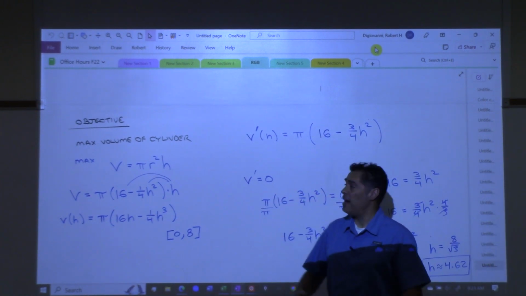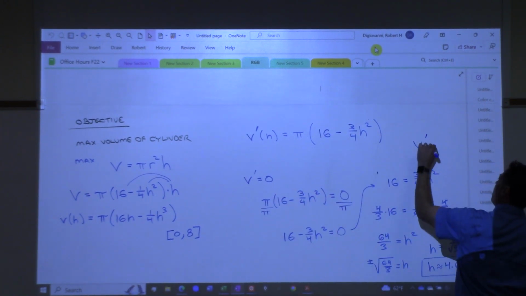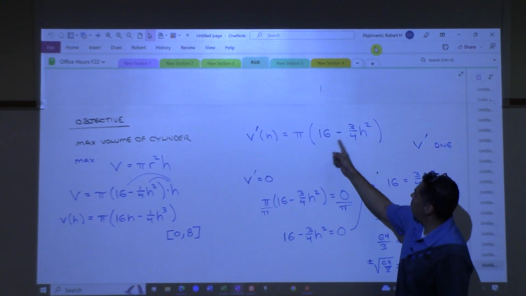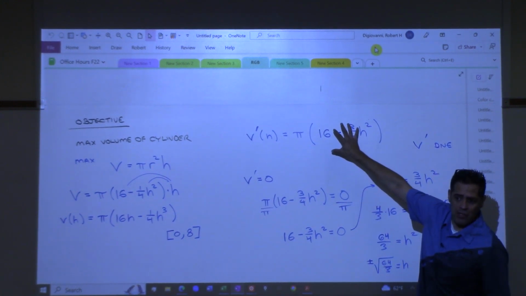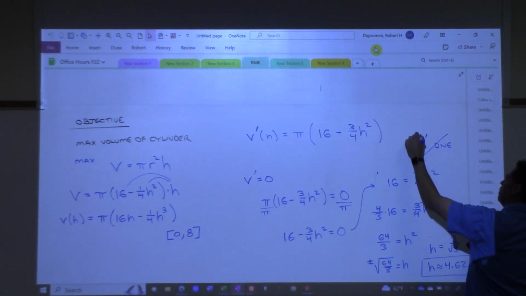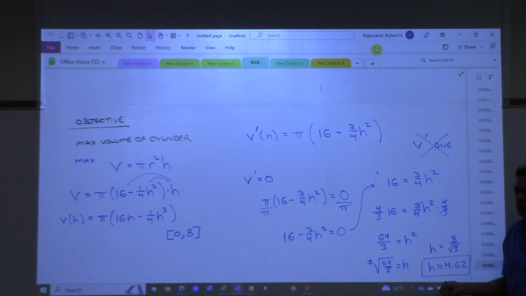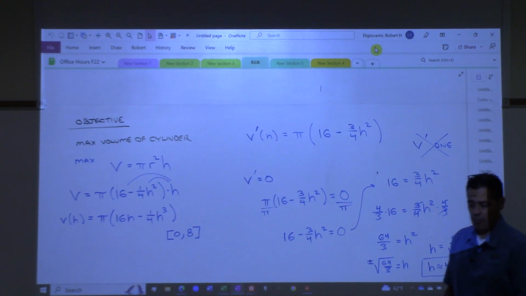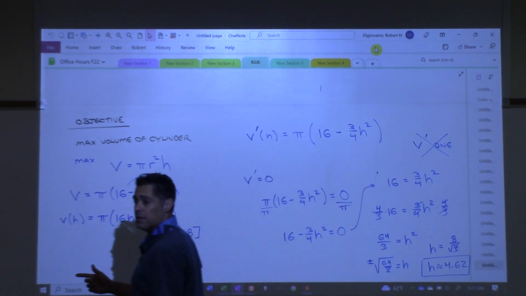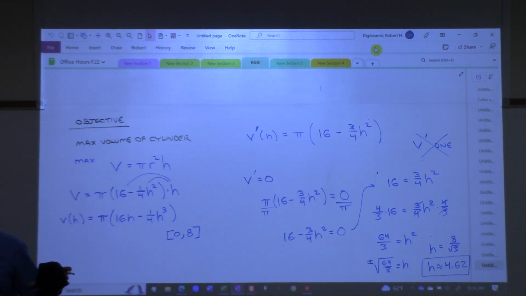I also need to check, where does the derivative not exist? Well, this is the derivative, right? This is a polynomial function. It exists everywhere, so I have no issues here. So I only have one critical number, right? One critical number, that's it. What do I do with this? Plug it into the original function along with the two endpoints, right?